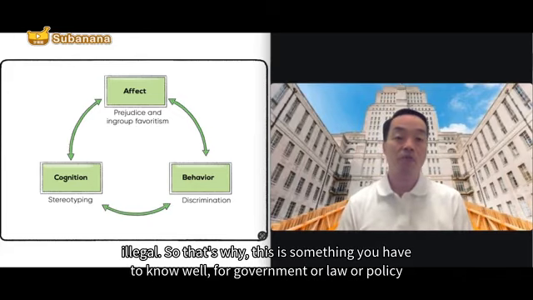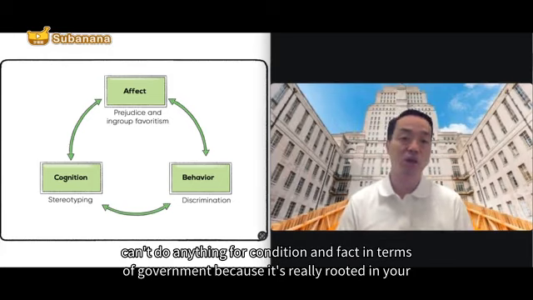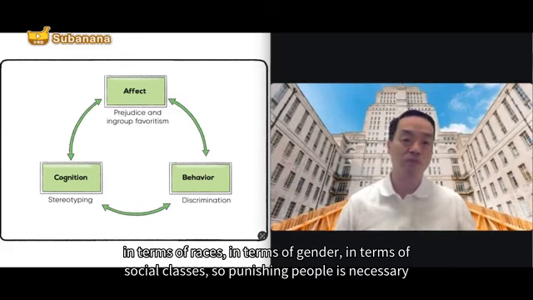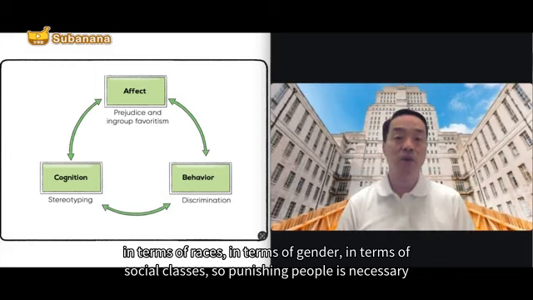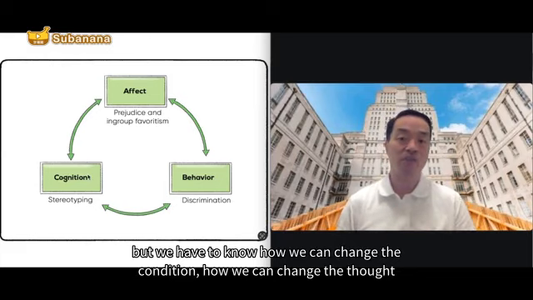Okay, so that's why this is something you have to know well. For government or law or policy, we can regulate discrimination because behavior is something you can observe. But we can't do much about cognition and prejudice in terms of government because this is really rooted in your very early childhood experiences. So that's why, if you really want to control discrimination in terms of race, gender, and social class, punishing people is necessary, but we have to know how we can change the cognition, how we can change their thought, the belief.